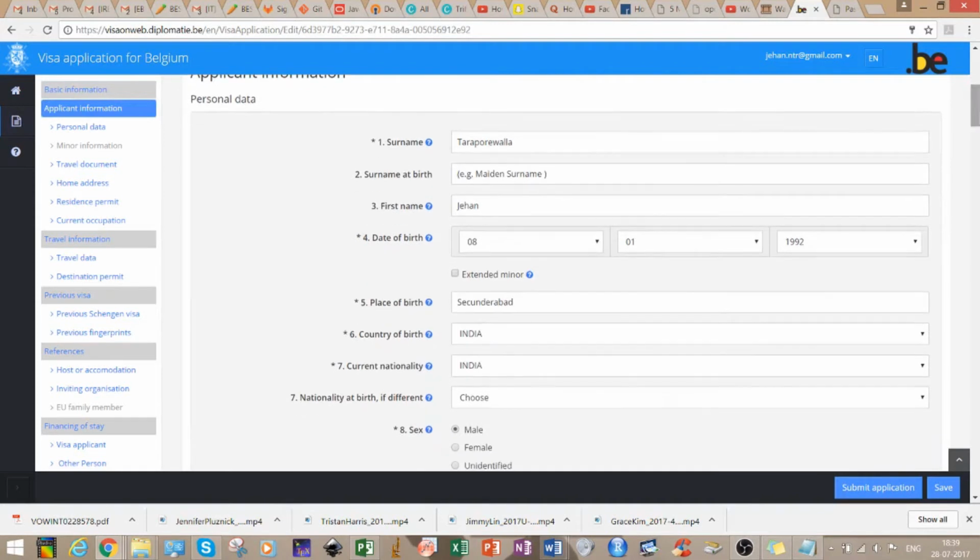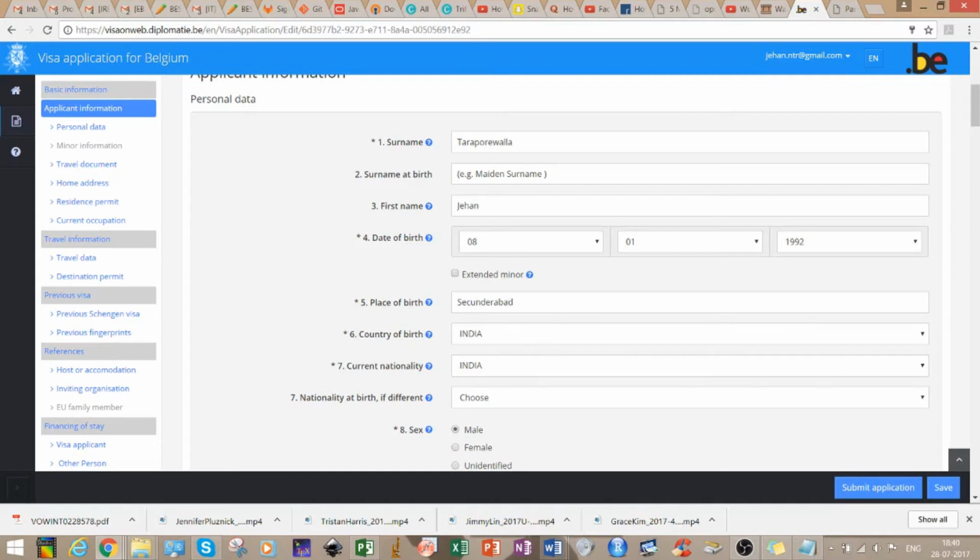Applicant's information. That is your surname. My surname is Tarporwala. If I was a lady and I was married, then my surname changes, as you already know. So surname at birth. This is a typical example where people can fill up that detail. Otherwise, please leave it blank. First name, Jian. Date of birth, place of birth, country, nationality.